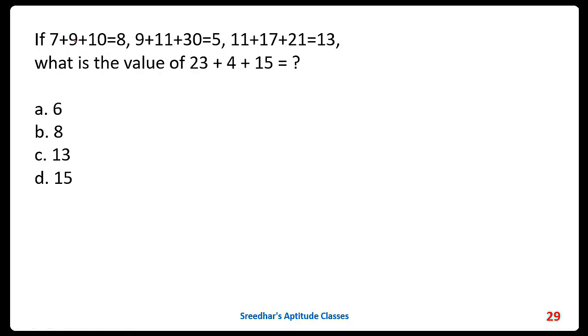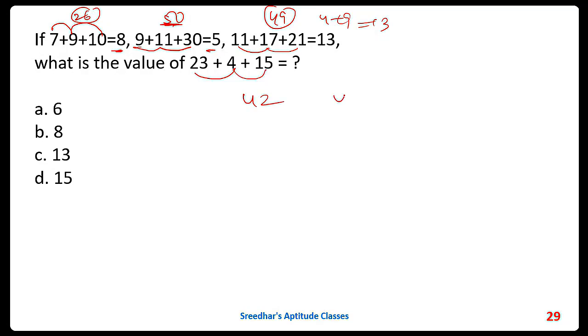Right. So here, if I add the numbers 7 plus 9, 16, 16 plus 10, 26. In 26, 2 plus 6 is 8. Here, 9 plus 11, 20, plus 30, 50. In 50, 5 plus 0, 5. 11 plus 17, 28. 28 plus 21, 49. In 49, 4 plus 9, 13. Now 23 plus 4, 27, plus 15, 42. In 42, 4 plus 2, 6. So the answer is 6. Simply, the numbers are added and in the result the digits are added.